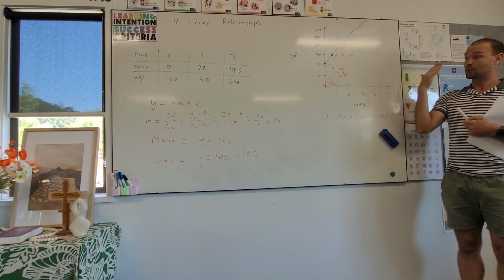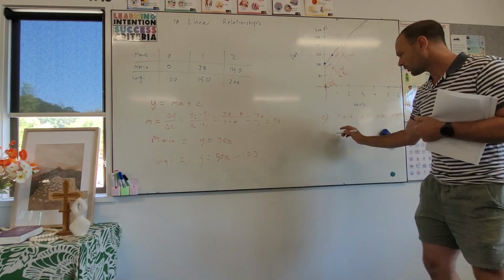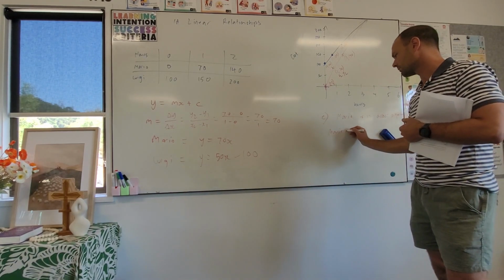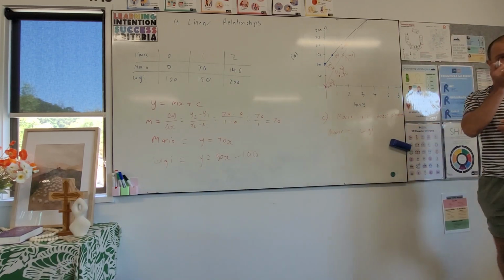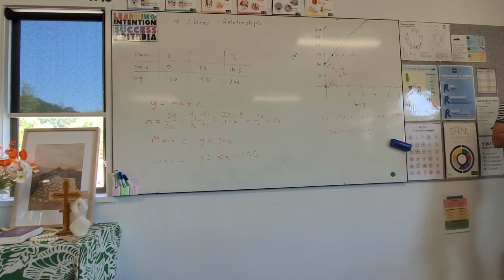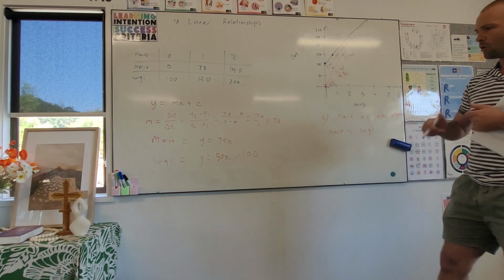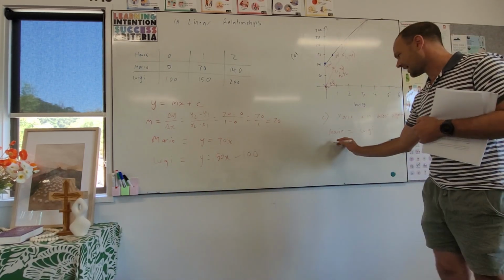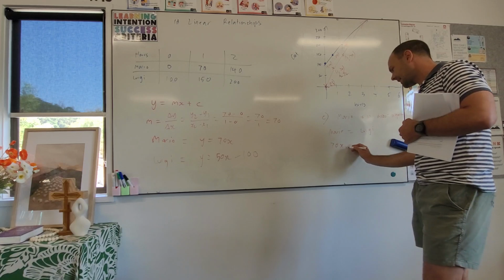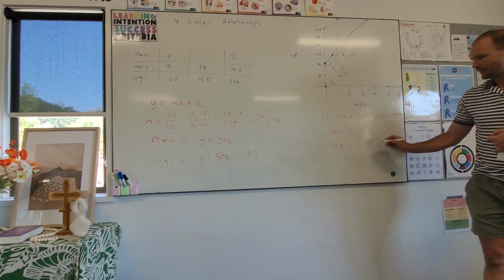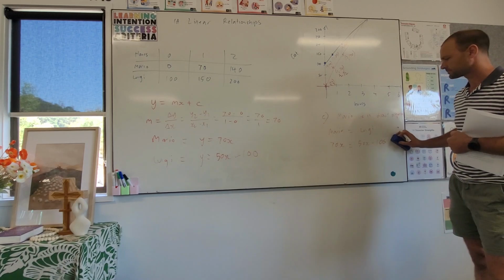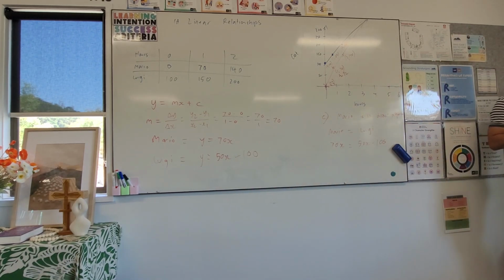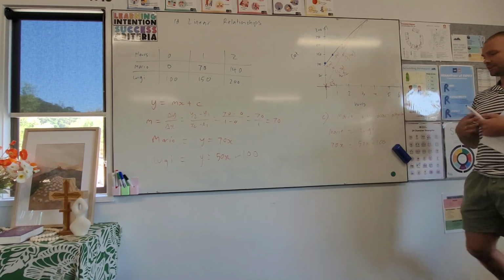If we're going to do it algebraically, what we want to know is, when does Mario's graph equal Luigi's graph? That's what we're trying to find. Well, that's when 70x, the line 70x, is equal to the line 50x plus 100. So we're going to equate these lines, and now we're going to solve this linear equation.